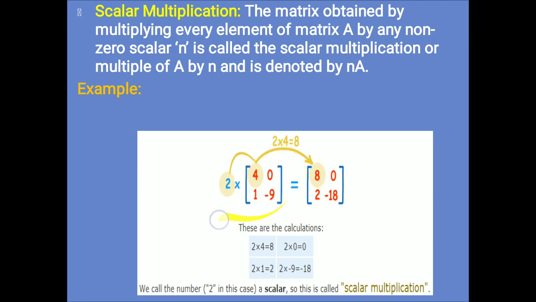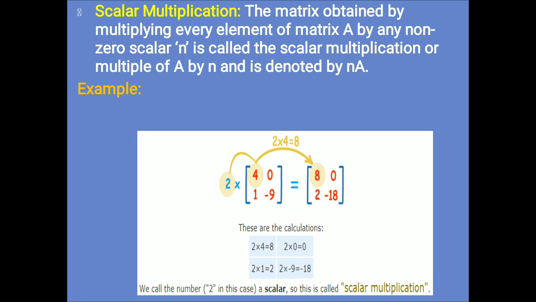Here in the example it is clearly mentioned that 2 is going to multiply with 4 and it will give you the result, that is A11 as 8. Then 2 multiplied by 0 will give you 0. Then 2 multiplied by 1 will give you 2. 2 multiplied by -9 gives you -18.